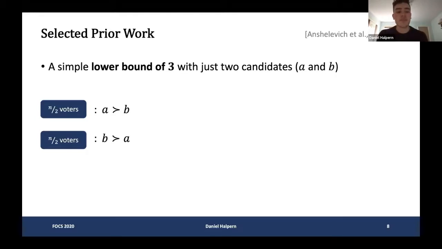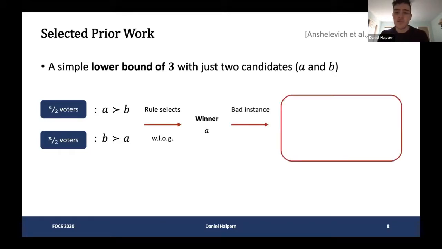We're going to have half the voters that prefer candidate A to B. There's just going to be two candidates here. The other half of the voters say they prefer B to A. Now this is a completely symmetric instance, so there's not really much a voting rule can do. So let's say, without loss of generality, it chooses candidate A. Now, what could go wrong?